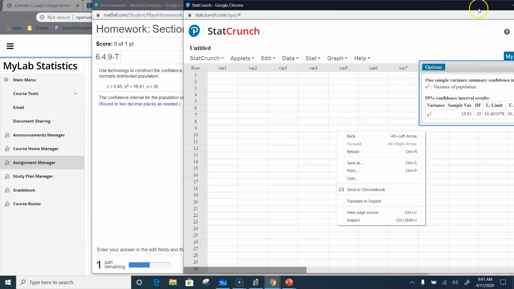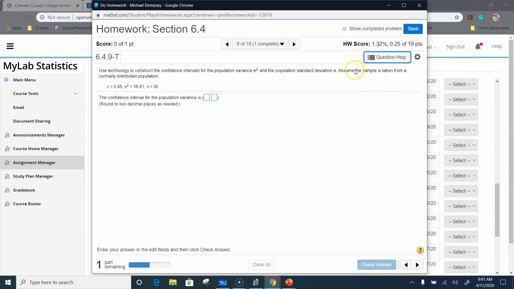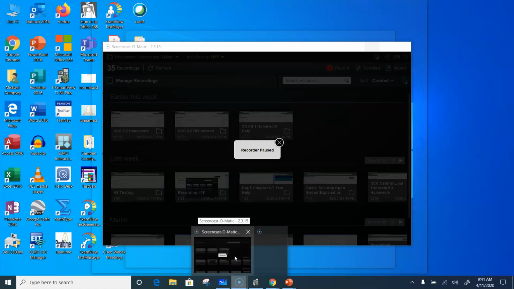So the big thing to remember though is that standard deviation is the square root of the variance. So once you get variance, if you need standard deviation, you're just taking the square root, okay? And so that's not a new concept. Standard deviation is square root of variance.